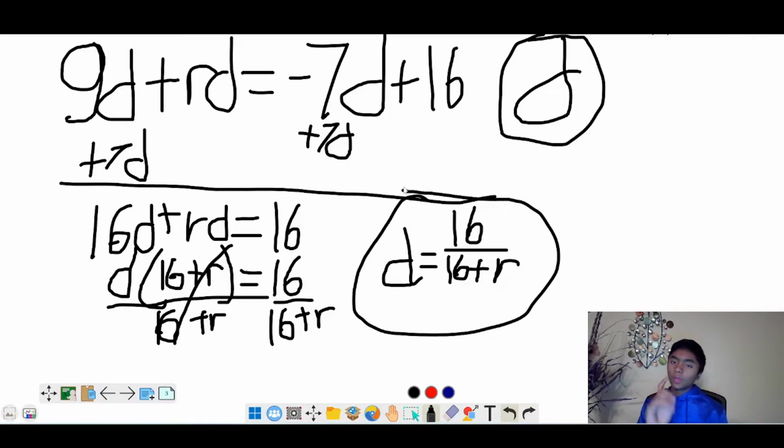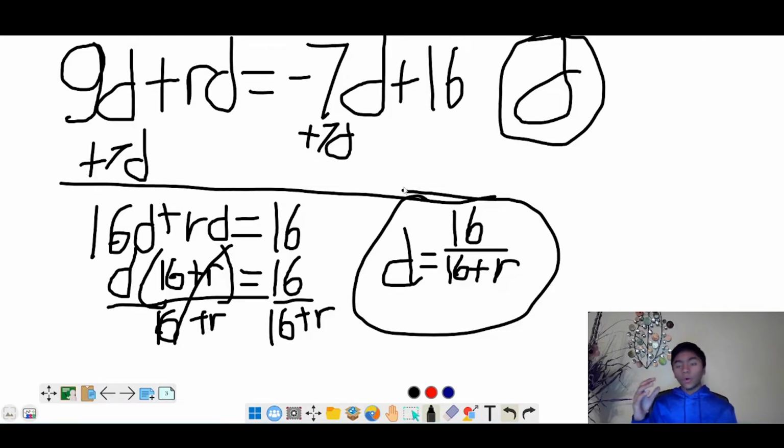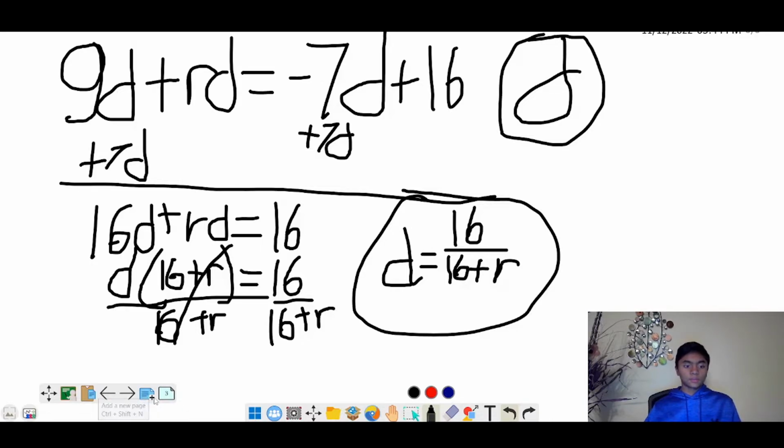And note, you can't simplify this down into something else like 1 plus 1 over r or anything, because the whole denominator is 16 plus r. So you can't just take 16 and 16 as a part of it. And so therefore, d is equal to 16 over 16 plus r is our final answer. Let's try with another question.